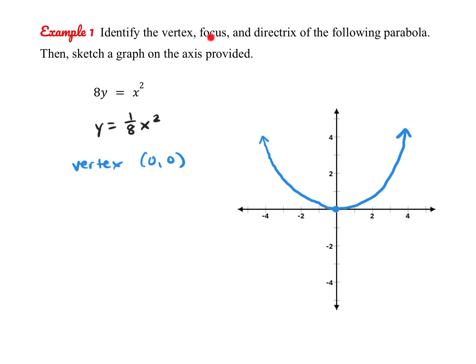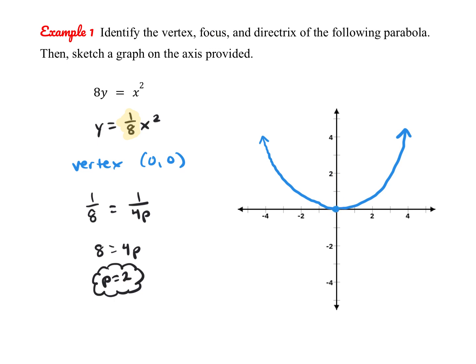Now, I do need to figure out what my focus and directrix are, and that requires us knowing that p value. So remember, whatever is in front of x squared, this coefficient, should be equal to 1 over 4p. That's that general form that we derived. So I'm just going to set it equal to 1 over 4p and solve for p. And here we get that p equals 2. So since p is equal to 2, that tells us that our focus is 2 units away.